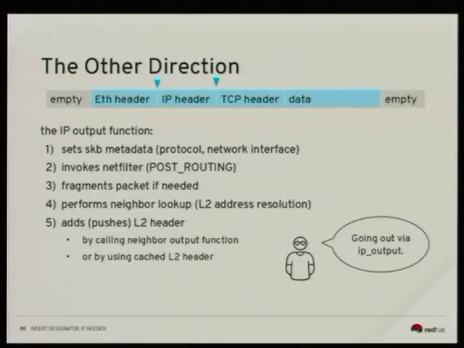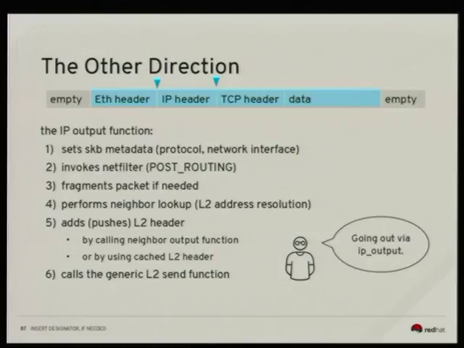Then, after the lookup is completed, we'll look into that more later, the L2 header is pushed to the packet, either by using a cached value or by calling the neighbor output function. So we have the neighbor, we did the lookup. It either returned the existing entry because it was already resolved and we know what the MAC address should be, or it returns a new neighbor entry, which we have to fill in by doing neighbor discovery. If it's known, that neighbor entry will contain a cached header, we just copy it there. If it's not known, we have to send out ARP, wait for the reply, and then we know. That will be the neighbor output function, described later.